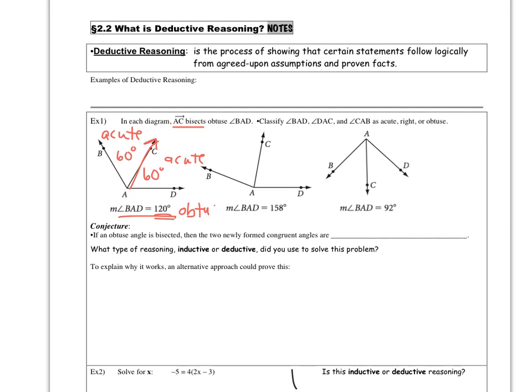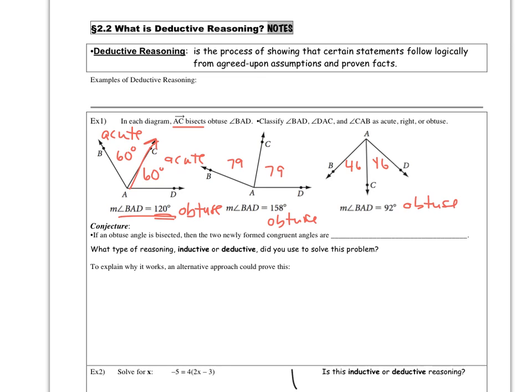So what are we confused on? Do the same thing we just did, just do it for the next 2 examples. On the second one, what's BAC? What's its measure? Start with that. 79, and then 79, and they are both acute, and the 158 is obtuse. And then on the 92, the 2 angle measures are 46 and 46, which makes them both what? And 92 is obtuse.